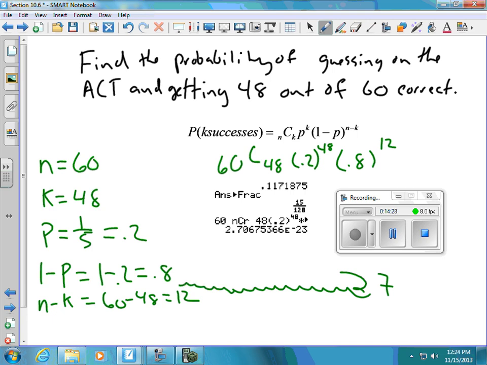Is there a likelihood that we're going to just guess and get 48 out of 60 right on the ACT? And the answer is no. And this is why this is a standardized test, and it's validated, because it's very hard to just guess and get a good score. They did that on purpose. That's why it's used to get you accepted into colleges: they want to know that you legitimately can be successful in a college course.